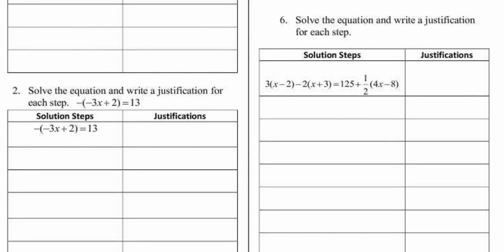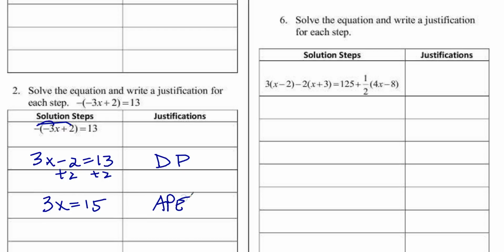Number 2, once again, we're going to distribute, this time a negative, so I get 3x minus 2 is equal to 13. It's distributive property. Add the 2 to both sides. 3x is equal to 15. That's the addition property of equality.